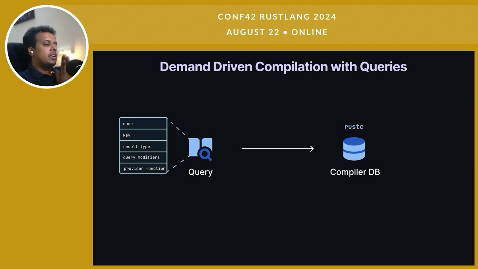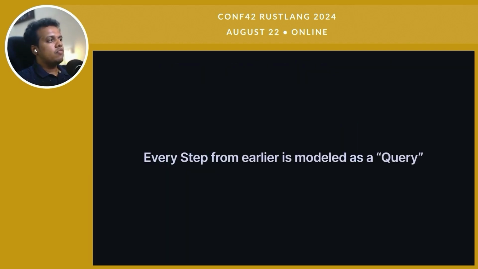A provider function is effectively the actual implementation that specifies how the result can be computed if it is not already present in the compiler database, right? The compiler database, as I mentioned, is an internal representation of the knowledge the Rust compiler has on a specific crate, or on a list of crates, or on all crates for that matter. If that particular information is not in the database, it's the responsibility of the provider function to say how to actually compute that information and then save it. We will also memoize all of this information, right? But if you remember, all the steps that we saw earlier are modeled as a query, right?